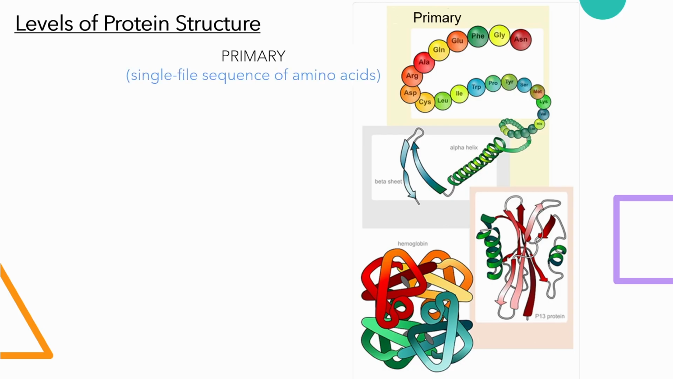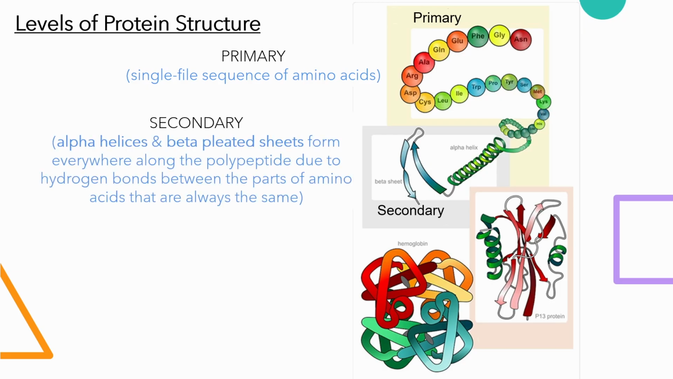The order of amino acids is called the primary structure of the protein. Next, the repeating patterns of swirligigs and paper fans that result from the backbones of amino acids interacting locally is called the protein's secondary structure. These swirligigs are called alpha helices, and the paper fans are called beta-pleated sheets.